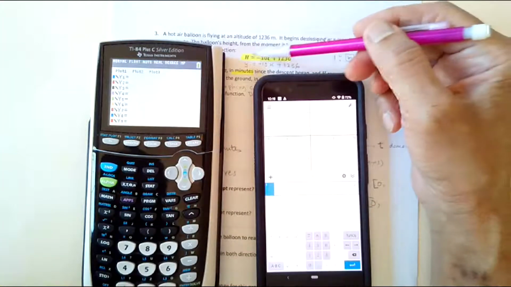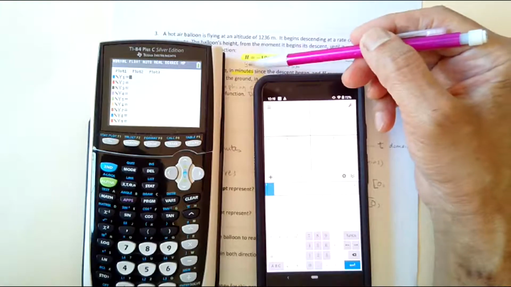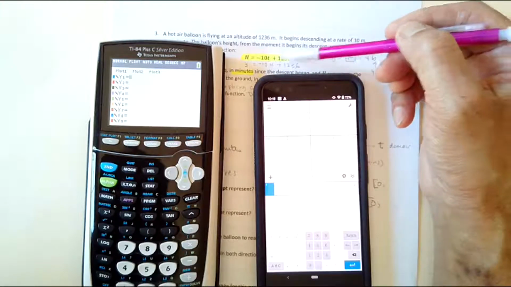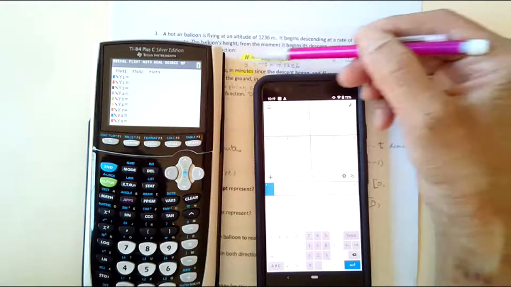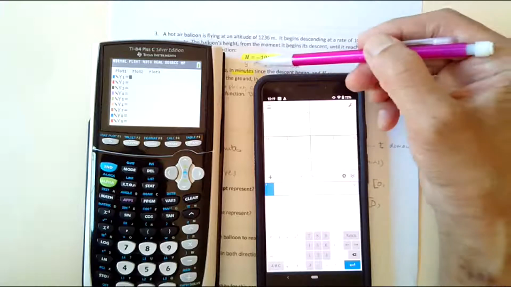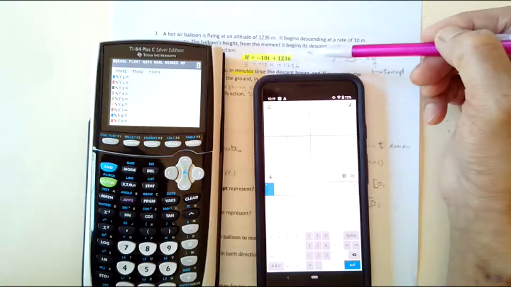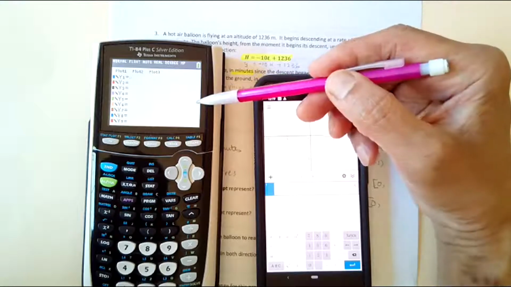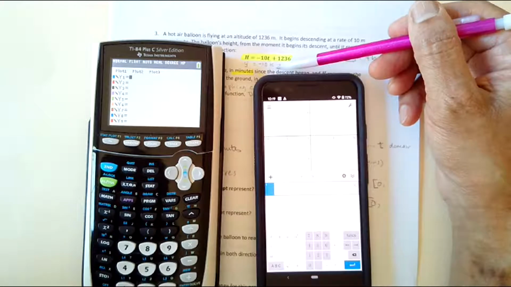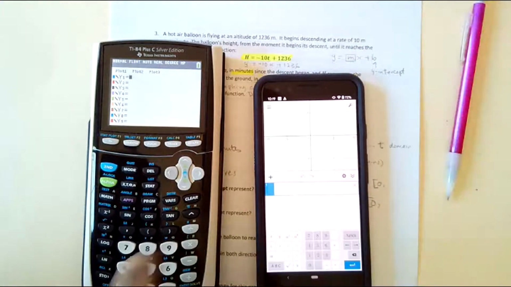Now notice, the calculator doesn't have h, right? So we'll use y. So replace the h with y and the t with x, and the rest will be the same. So now we translate the function given, h equals negative 10t plus 1236, to y is equal to negative 10x plus 1236. So we'll enter into our graphing calculator, and Desmos takes the equation below the given one. So let's put that in there.